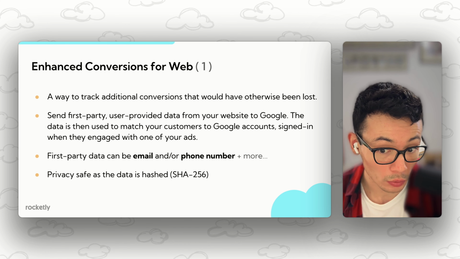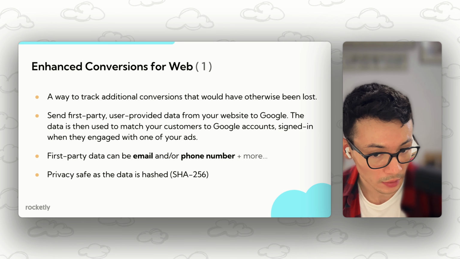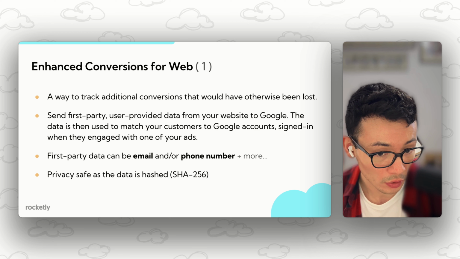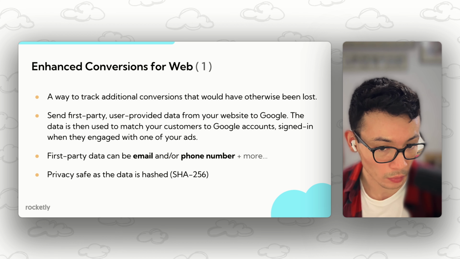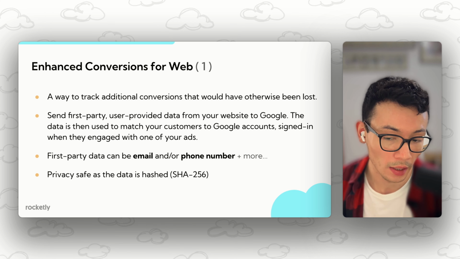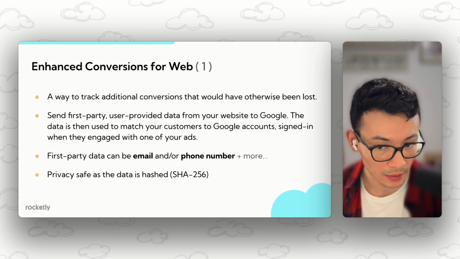And enhanced conversions is also a privacy-safe method, as the data is actually encrypted before it's sent over to Google using SHA-256. That basically just takes an email address, for example, scrambles it into a random bunch of letters and numbers, and that is then sent over to Google. So you never send someone's email address as plain text to Google so they can identify who that is. It's always hashed first, then sent to Google, and Google will then try and match that hashed email with an email in their database to see if that user was logged in and if they interacted with one of your ads.